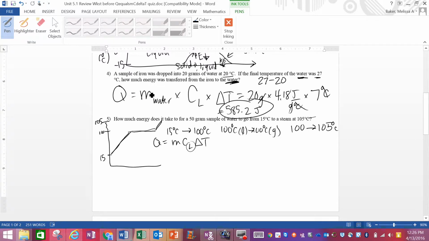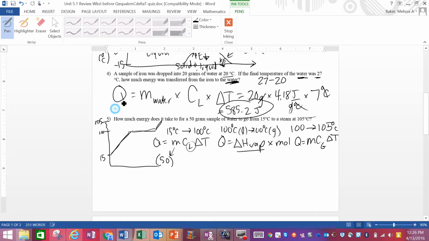For boiling, you use the heat of vaporization, just like we were talking about in number 1, times how many moles, because this constant is in joules per mole. And finally, another temperature change, Q equals MCΔT, but the specific heat for water in its gas phase. Now we need to plug the numbers in.